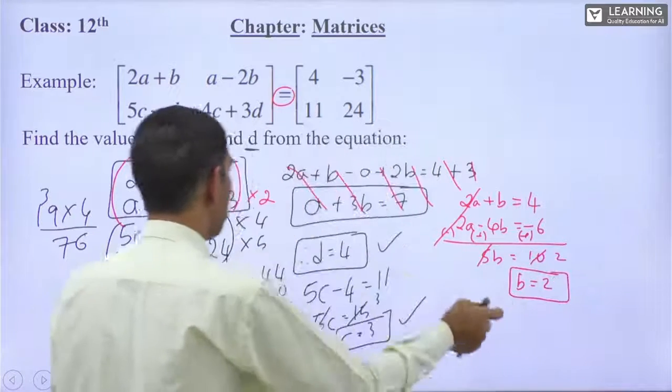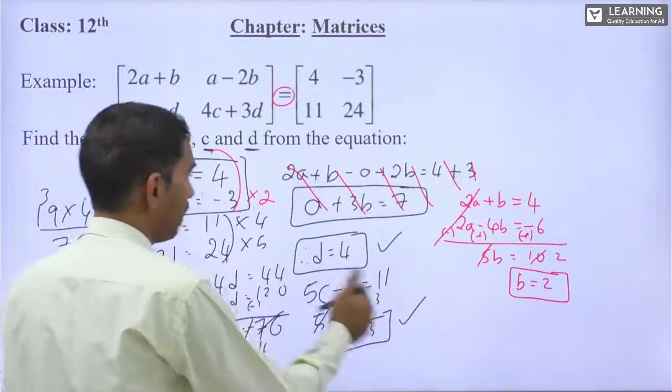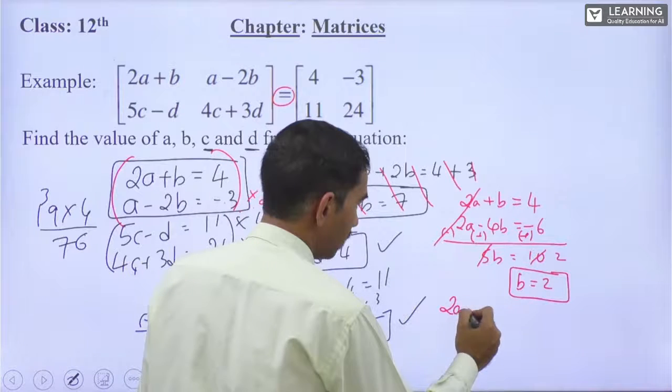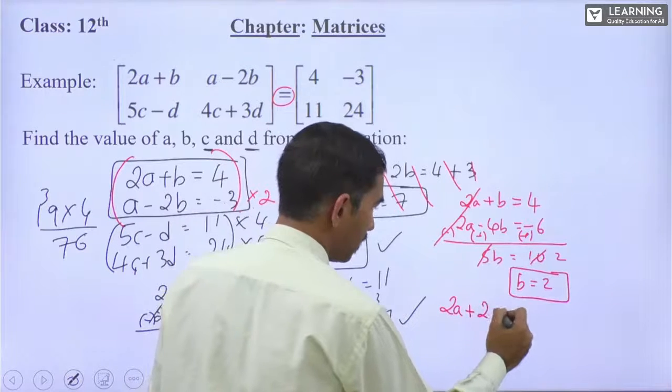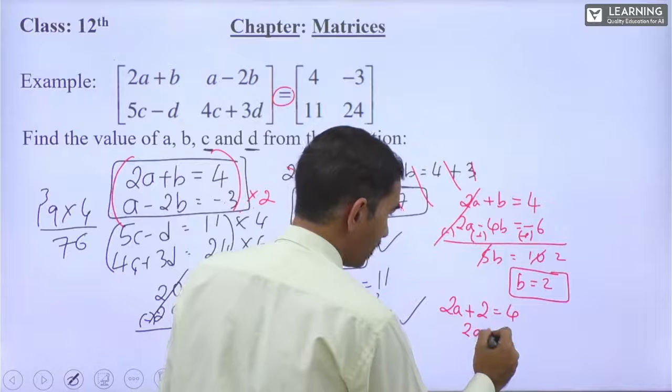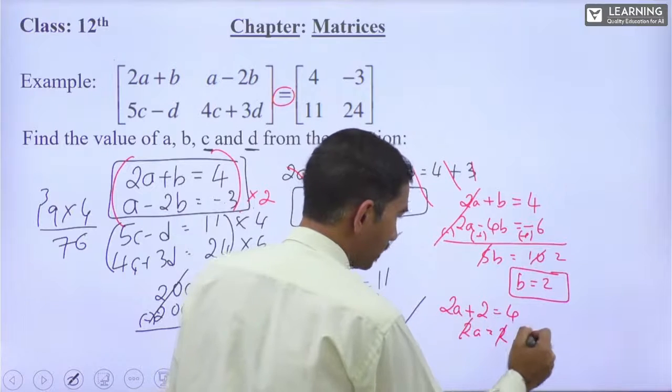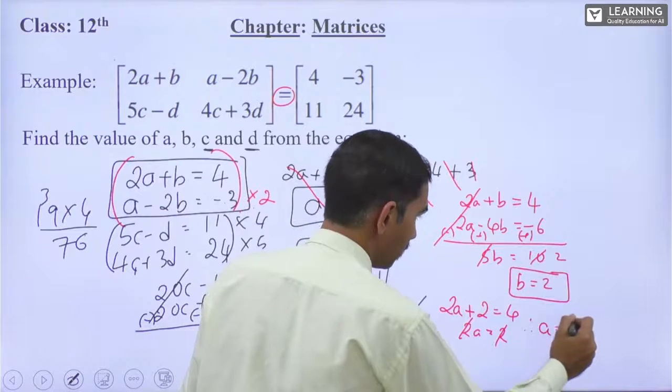Once we get b is equal to 2, back substitute it here. Okay, 2a plus b is equal to 4. 2a plus b is nothing but 2a plus 2 is equal to 4. So 2a is equal to 2. 2 cancel. Therefore a is equal to 1.